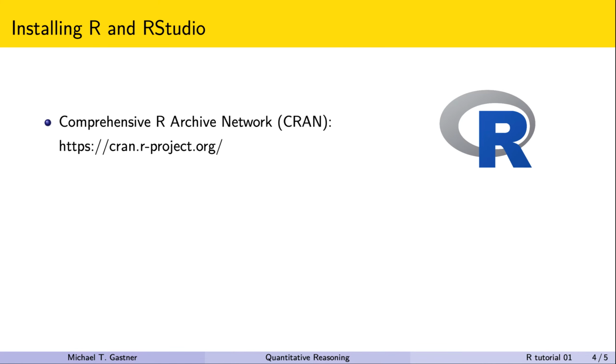If you're on a Mac or Windows computer, you can download R from the Comprehensive R Archive Network. The installation should be straightforward. If you're on Linux, it's best to use your package manager to install R.